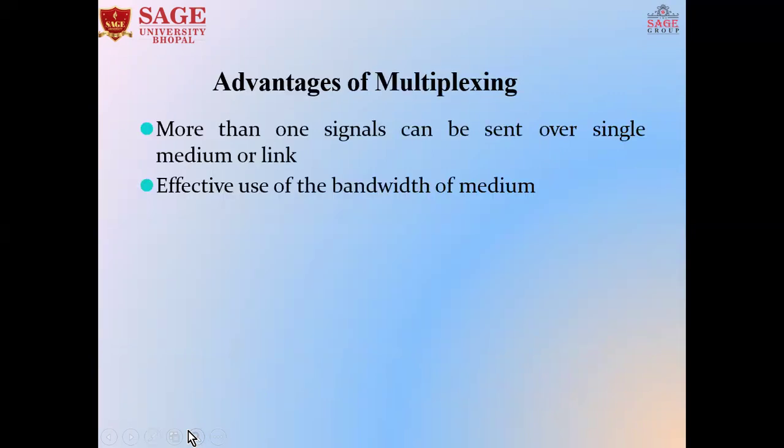Here are two important advantages of multiplexing. More than one signal can be sent over a single medium or link. And there is effective use of the bandwidth of the medium.